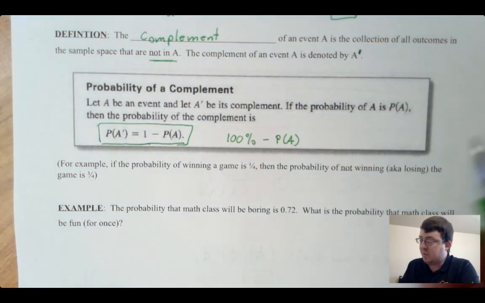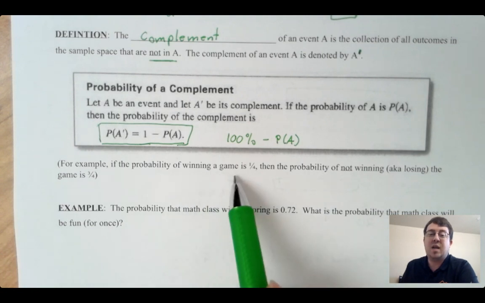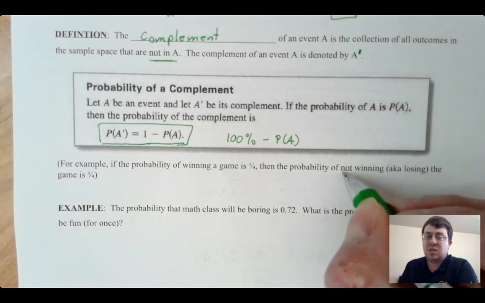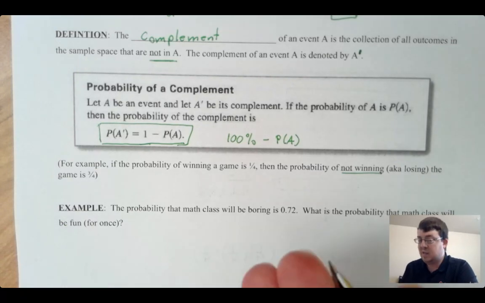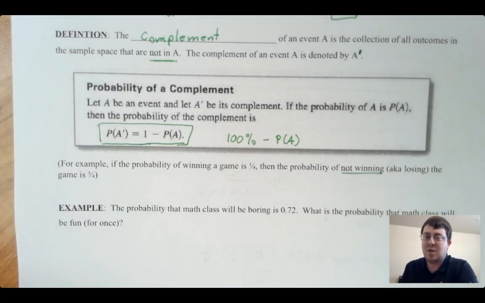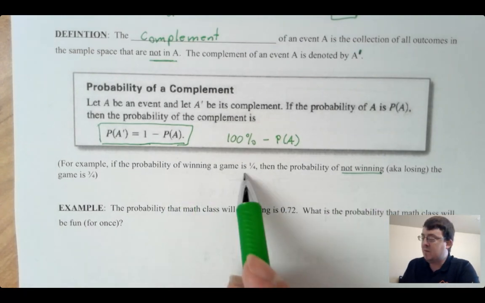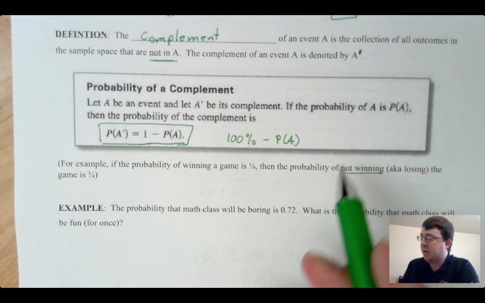So for example, if the probability of winning a game is 1 out of 4, like you have a 1 out of 4 chance of winning, well, the probability of losing, which is not winning, is 3/4. Everything has to add up to 1 or 100%. So if it's not me winning, it's me losing. There's no ties in this game, apparently. So if the probability of winning is 1/4, the probability of not winning, which includes ties, because you didn't win if it's a tie, is 3/4.